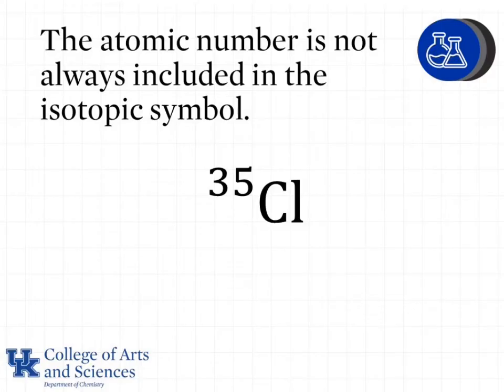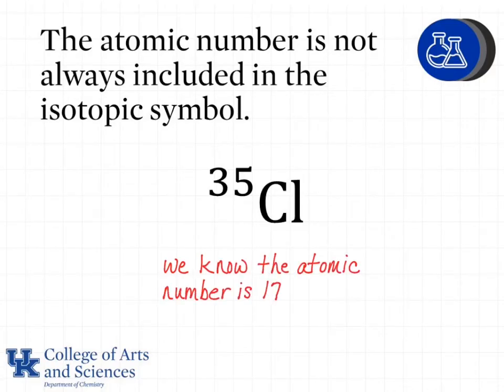Note that the atomic number is not always included in the isotopic symbol. We know the atomic number is 17 from the periodic table because we know the identity of the element is chlorine, which has the abbreviation Cl.